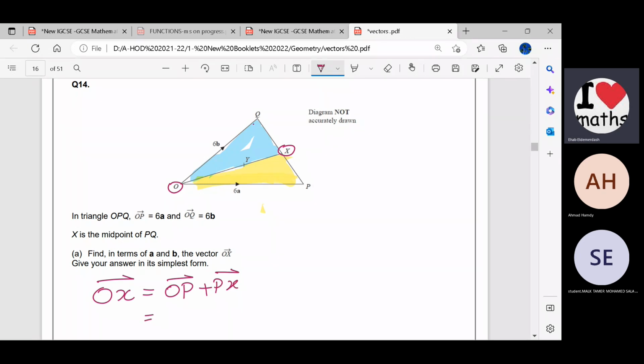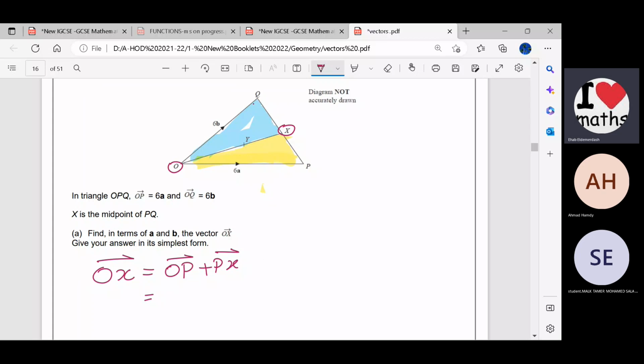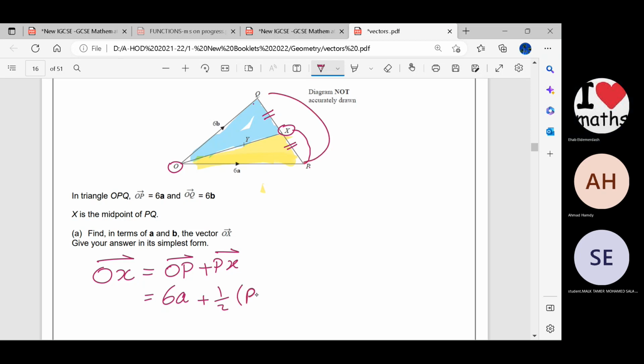OP is given as 6a. Now we need to find out PX. What is the PX? All I know about it is that X is the midpoint of PQ. So I can say that PX is equal to half of PQ. Am I right or not?